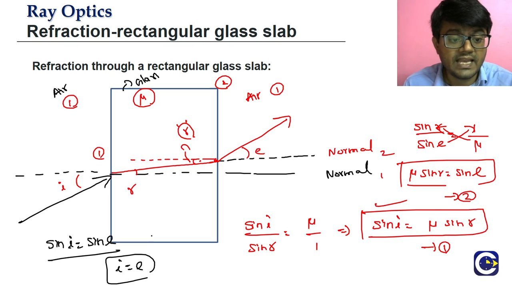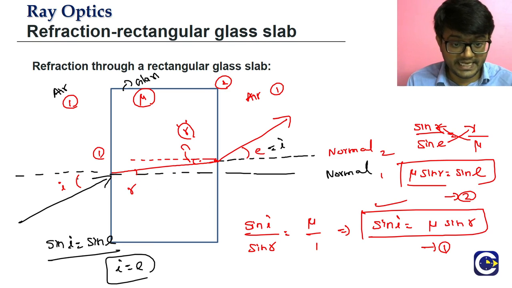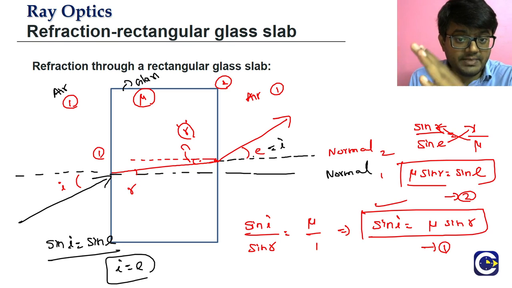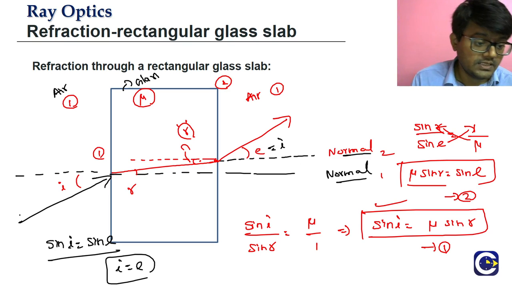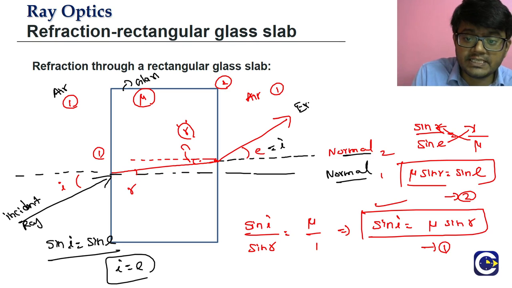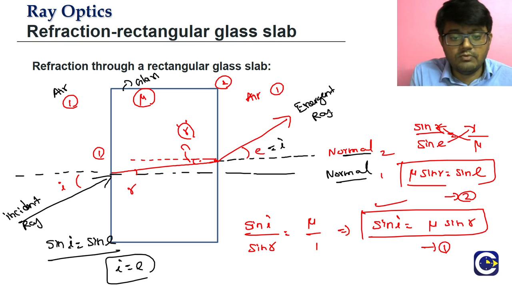So which means what? The angle I is equal to angle E. Here the angle made by the original incident ray with the normal is the same as the angle made by the final emergent ray with the normal too. And we should keep in mind that normal 1 and normal 2 are parallel, which means the original incident ray and the final emergent ray will both be parallel to each other.